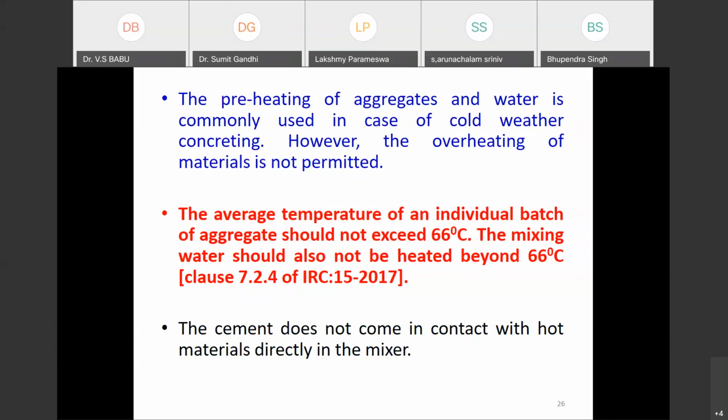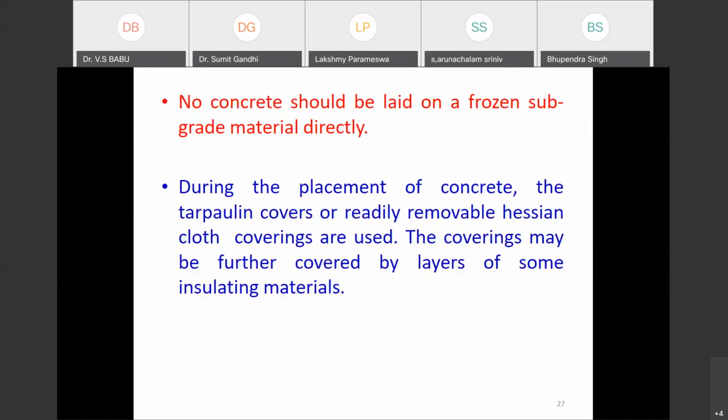Similarly, the maximum permissible temperature of the aggregates heating is also up to 66 degrees centigrade. Overheating should not be permitted. The cement does not come in contact with the hot materials directly in the mixer. No concreting should be laid on a frozen subgrade directly.